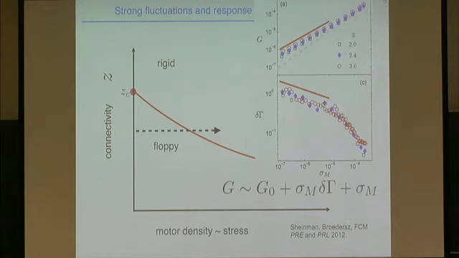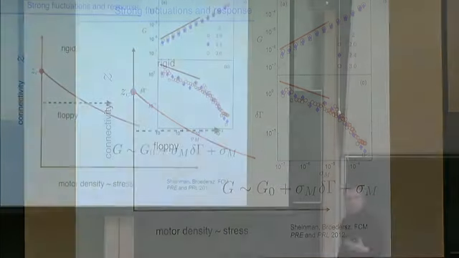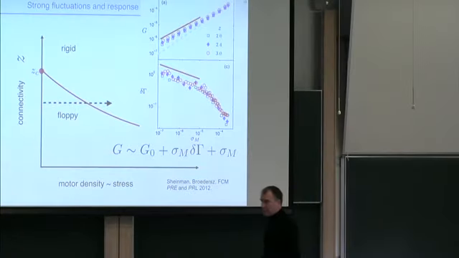I didn't actually give the numbers here, but this exponent here is about 0.8, and this is minus 0.2. So again, the system is highly, even infinitely, you could say, responsive right at this transition where it goes stable.